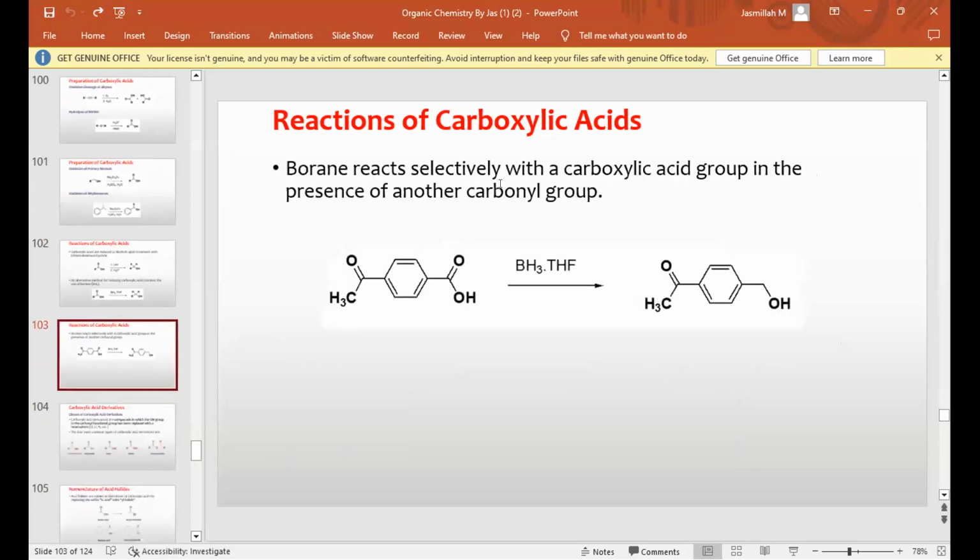Borane reacts selectively with carboxylic acid groups in the presence of another carbonyl group, so reaction of these carboxylic acids will give this.